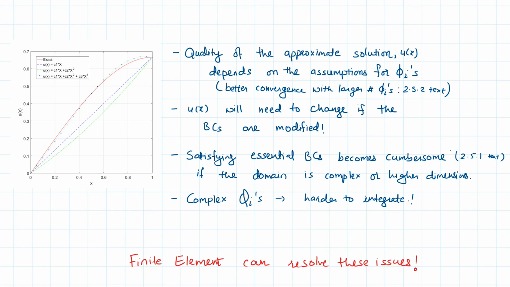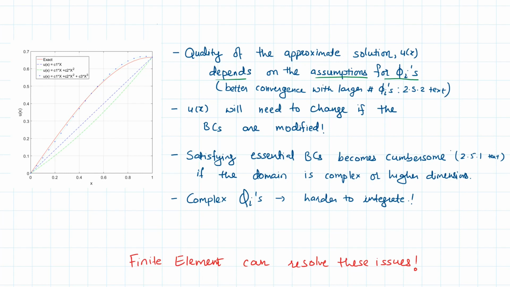Okay, so we can say that with Galerkin method or any method of weighted residuals, the quality of approximate solution u of x depends on the assumption for what the phi's are. So for better convergence, we can consider larger numbers of phi's. For example, we can go for 4 parameter solution or 5 parameter solution.